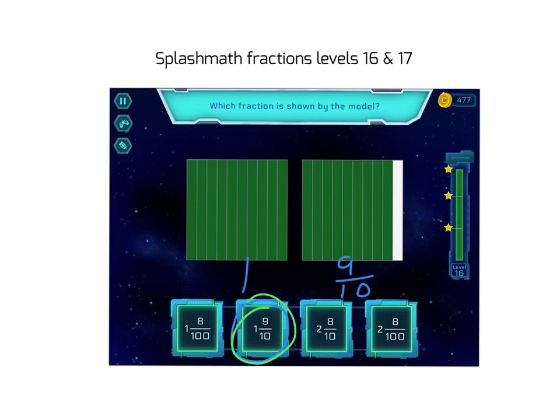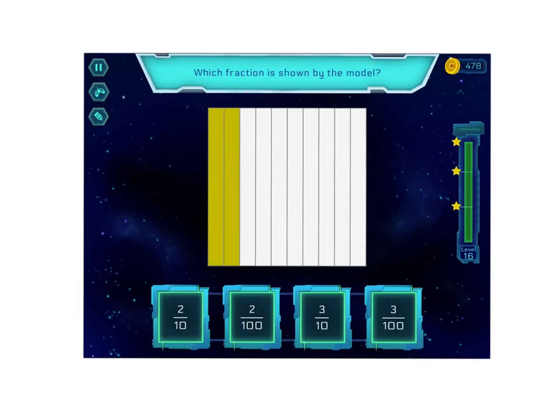You're going to see a lot of tenths and hundredths in these two lessons. Not a lot of fourths and fifths and thirds and all the other types of fractions that we've seen before.